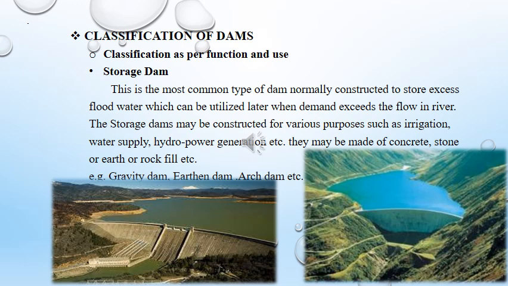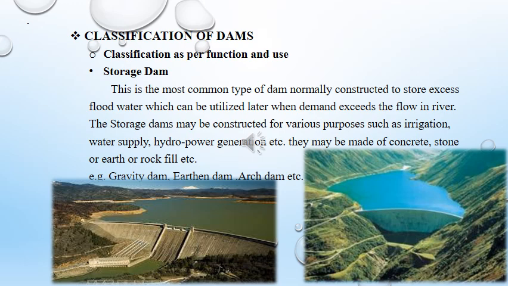Classification of dams. Dams, which are numerous in type, may be classified into a number of different categories based upon the purpose of classification, such as its use, hydraulic design, or material of construction of the structure. So, the first is classification based on its use.